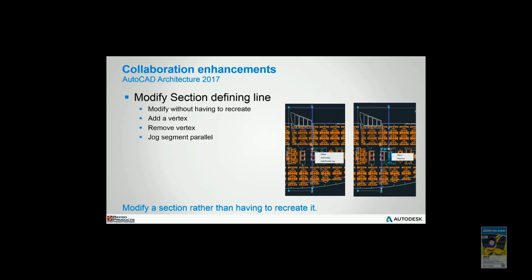When you're working with the section and the actual annotation of that section, you can select that section line and you can actually start to use some of the contextual grips that are available and introduce things such as offsetting it, adding a vertex, adding a parallel jog, or moving it or removing the actual grip.